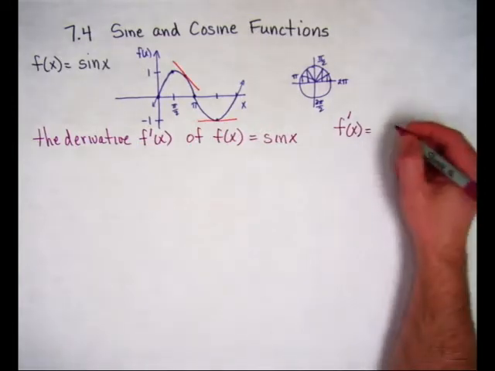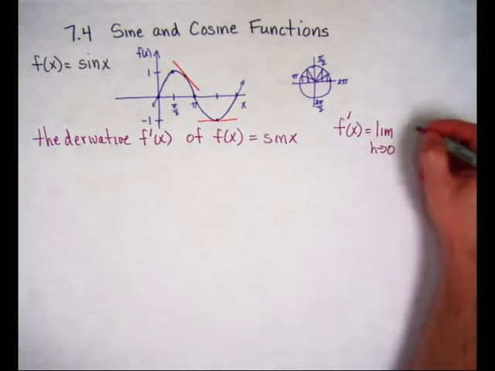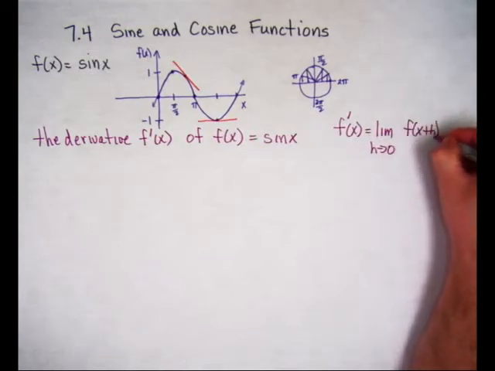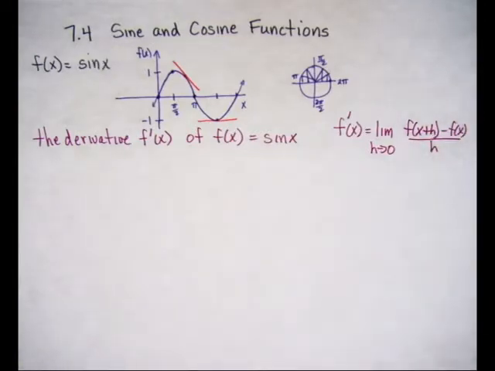The definition of a derivative is the limit as h approaches 0 of the secant slope: the function at x plus h minus the function at x, all over h. We haven't seen that since the beginning of chapter 4. So there is our formula for a derivative. Now we just need to apply that formula to our sine function.